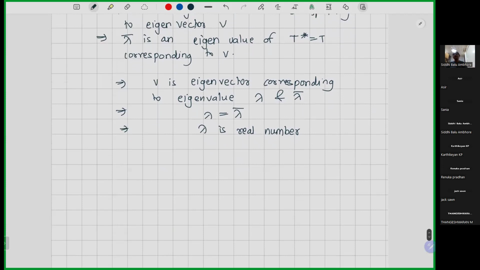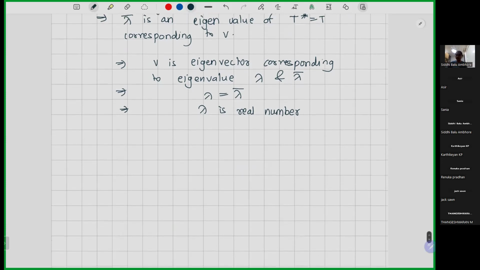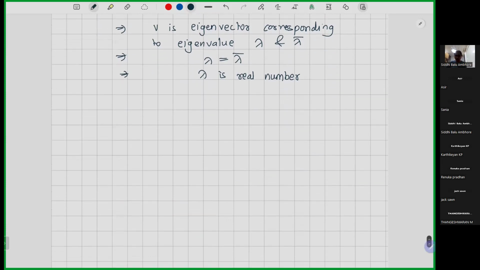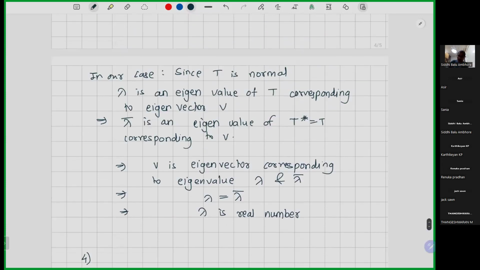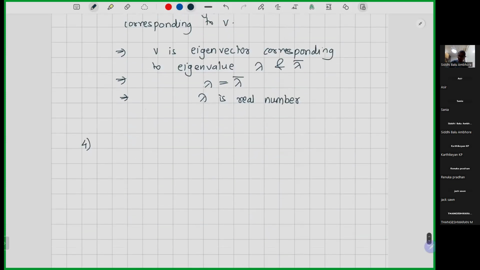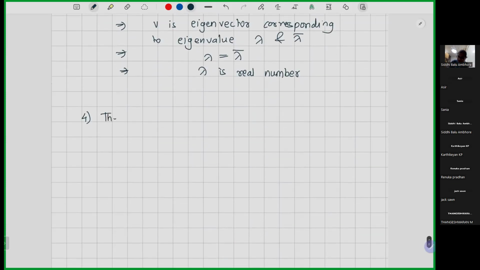If you have any doubt, please let me know. We have also discussed that if an eigenvector is the same corresponding to two eigenvalues, then those eigenvalues must be equal. If you still have any doubt, please let me know. Otherwise, I will move to the next question. So this statement is true. Let me just highlight that it is true, and now I'm going to the next one.